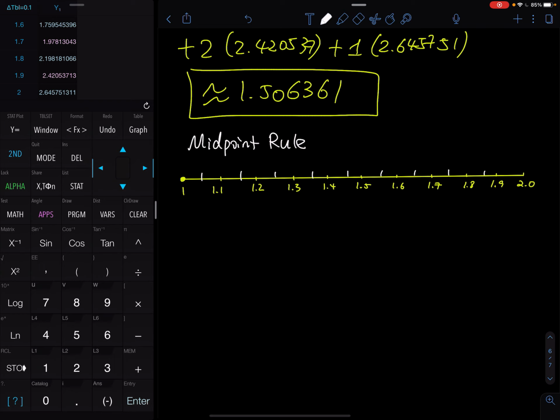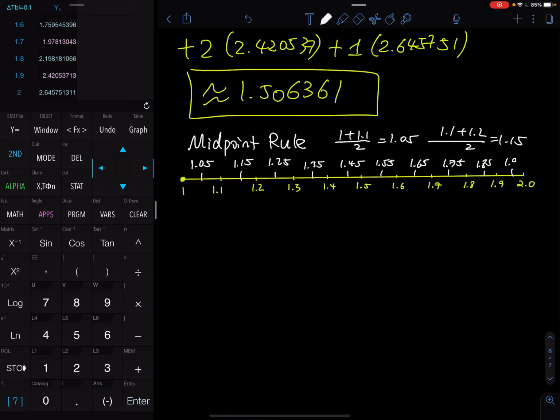So how do you find the midpoint of an interval? You take the left limit, you plus the right limit, and then you divide it by 2. That is 1.05. The next one is 1.1 plus 1.2 divided by 2. You have 1.15. So you have 1.05, 1.15, and then 1.25, 1.35. So the increment is 0.1, right? 1.45, 1.55, 1.65, 1.75, 1.85, and then 1.95.